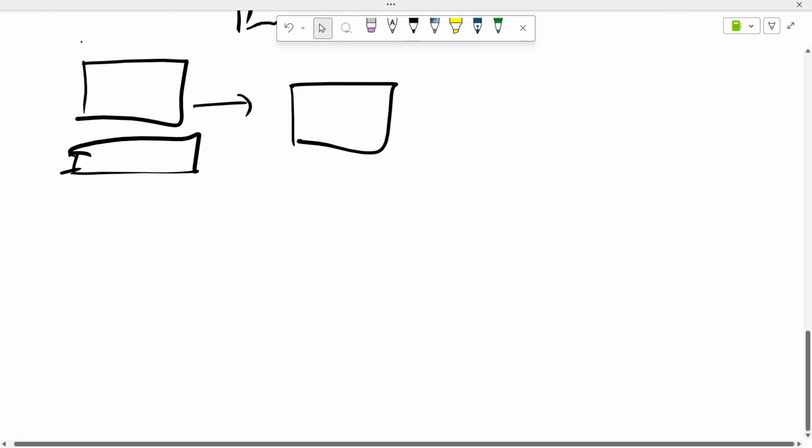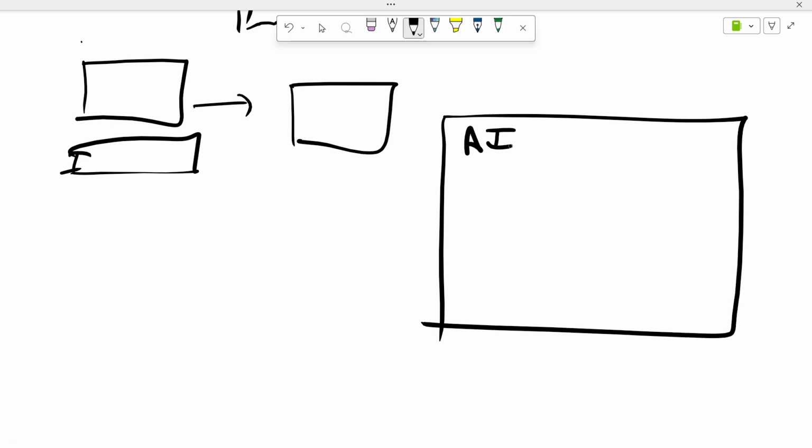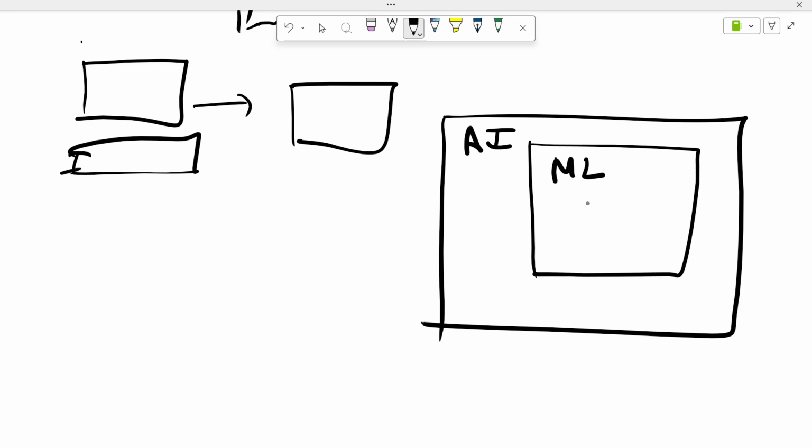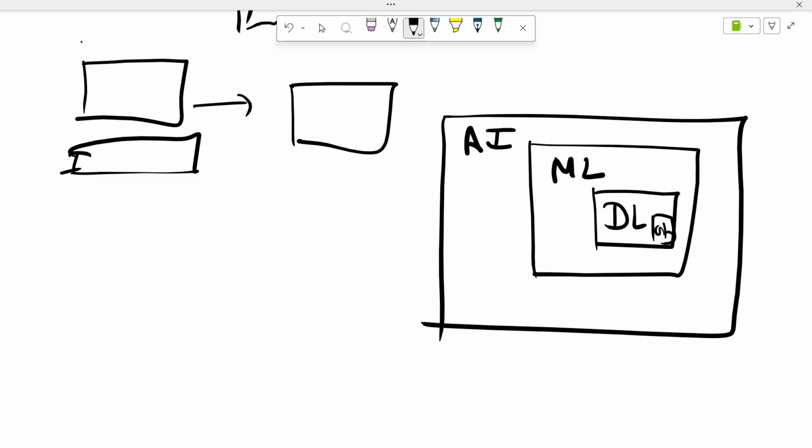So the bigger thing is AI. Then comes ML. DL is a subset of ML, and then comes generative AI. Okay, so this is the hierarchy, just a basic idea. Now we will understand why it is needed.